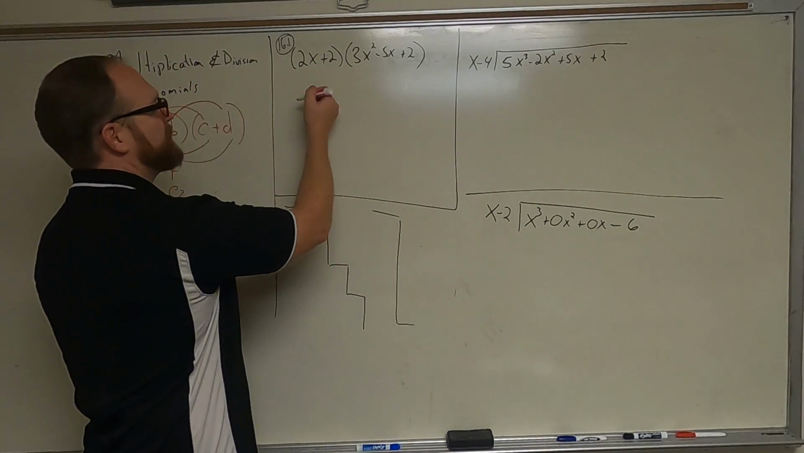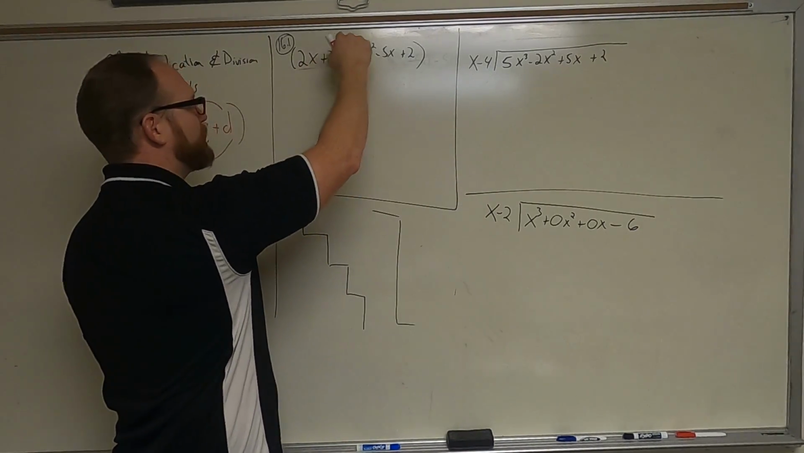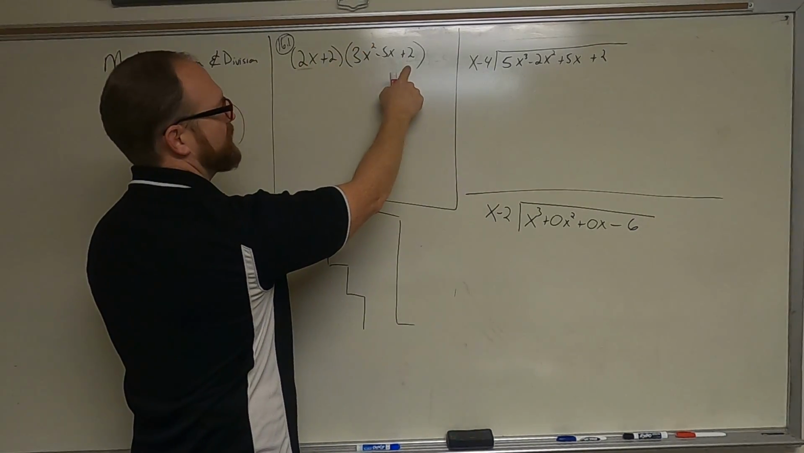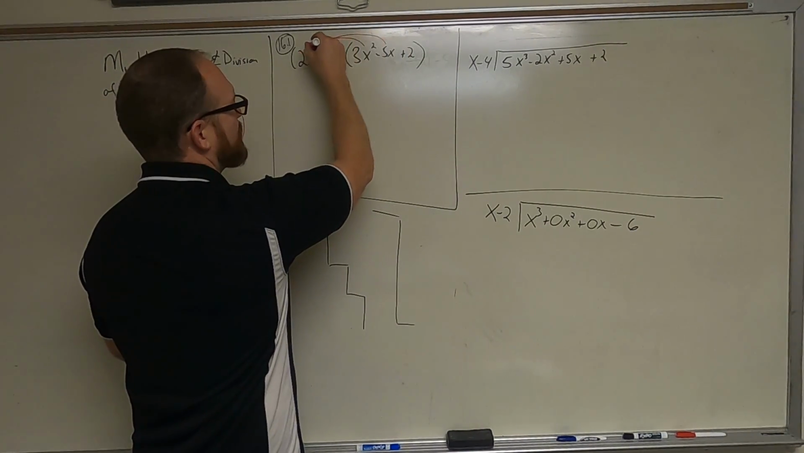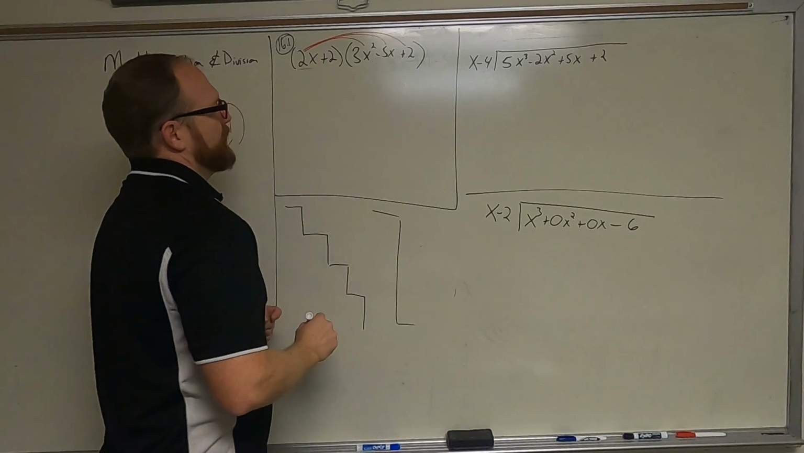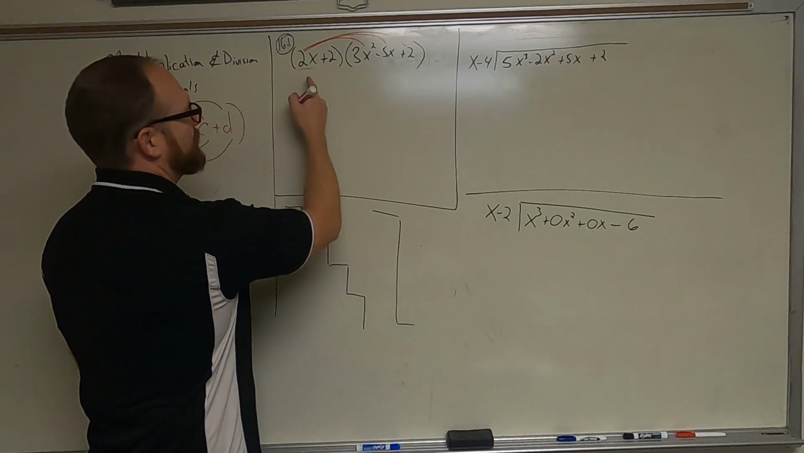And so what I mean by that is I have 2x here. What I need to do is I need to multiply 2x by every term in my second polynomial. So it gets multiplied here, gets multiplied here, and gets multiplied here. And so I'm going to multiply those out. I'll show you how that looks.